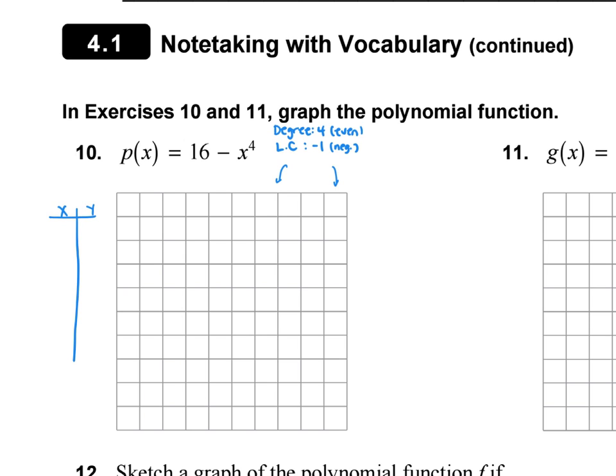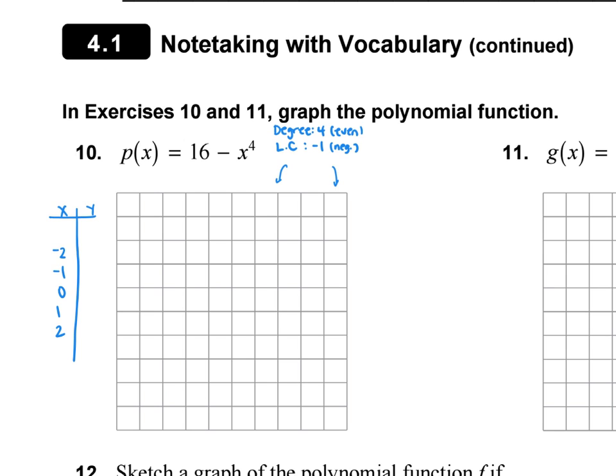All right, so I'm going to choose the numbers I always choose. I'm going to choose -2, negative 1, 0, 1, and 2 as the starting point. If that produces the correct end behavior, then I am done. Otherwise, I'm going to go ahead and add additional points.